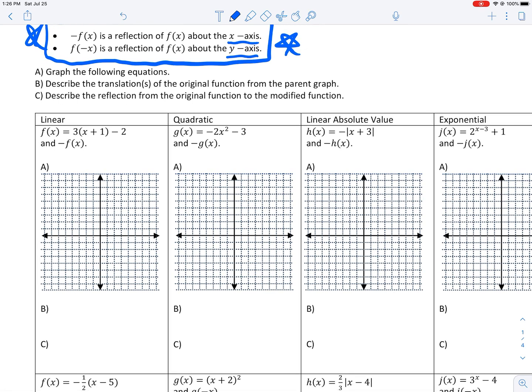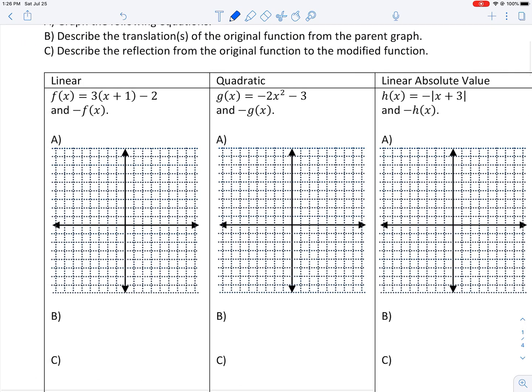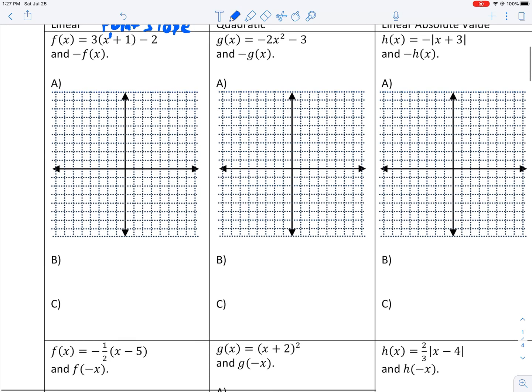Okay, so we're going to practice graphing some functions we've already kind of seen, and then we're going to reflect them somehow. Okay, so the first one is the linear function, right? It's x to the first power, so it is linear. This is actually in point slope form, which we have talked about before. So it's been shifted from the origin, so x plus 1 means it's moved to the left 1 and down 2. So left 1 and down 2.